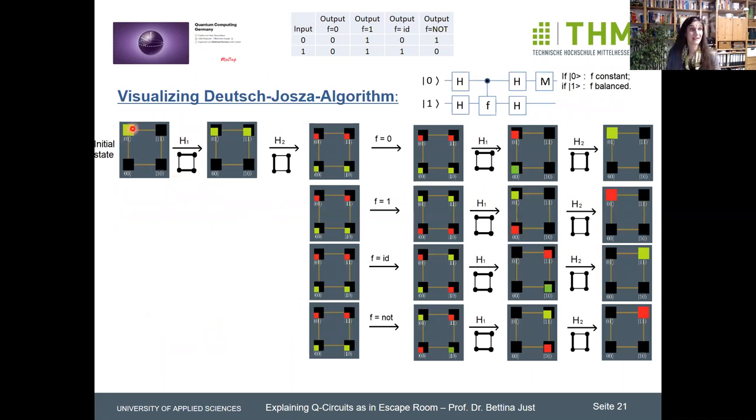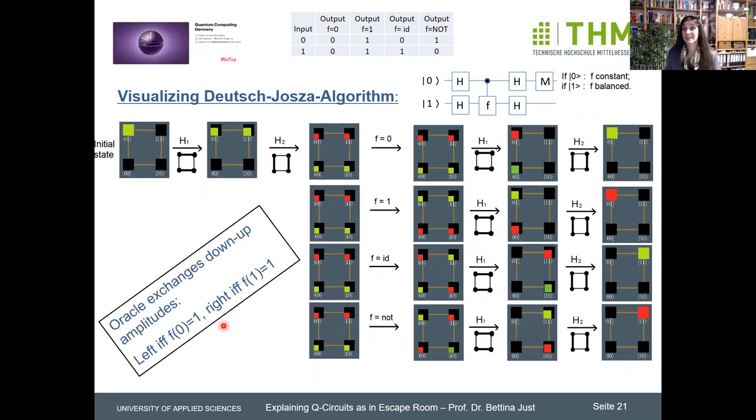The starting situation is that all the white is at the state 0, 1. The first Hadamard mixes, the second Hadamard mixes in that direction. Then comes the call of the function. And what this call does, it exchanges down and up arrows in the case the function is one. It exchanges these two if the function applied to zero is one, and exchanges these two if the function applied to one is one. So if f equals zero, nothing is interchanged. If f equals one, everything is interchanged. If f is the identity, only here is interchanged. And if f is the not, then only here is interchanged. That's what the oracle does.